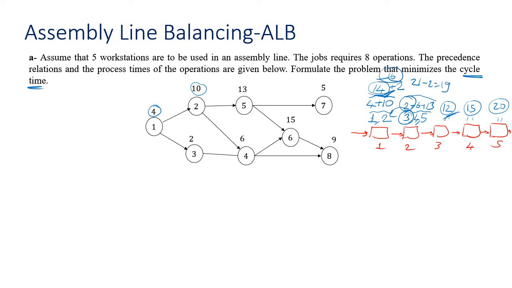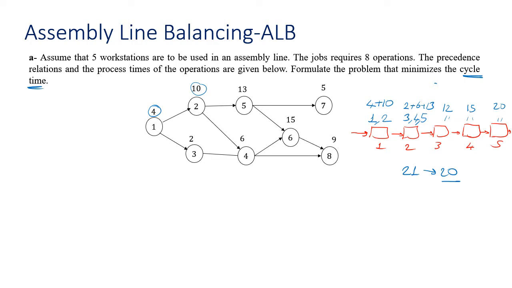And as you can see, now the slowest station is this one, and the total cycle time reduced from 21 to 20, which means that this allocation is a better one. Okay, so the problem is to decide on these allocations, but we have these precedence relationships, and let me give you an example how precedence relationships should be considered.